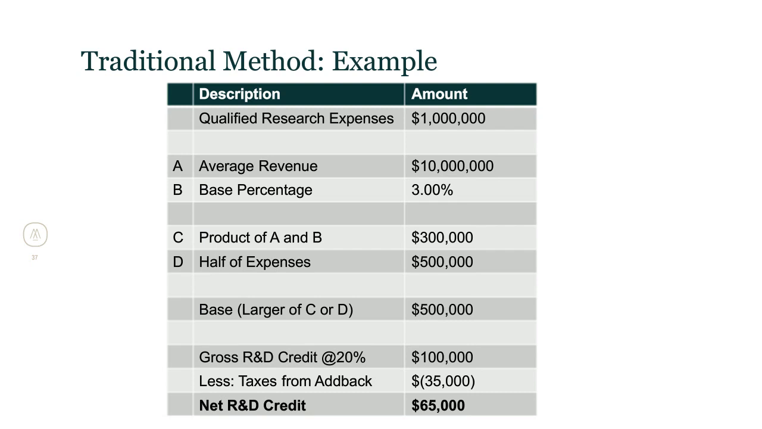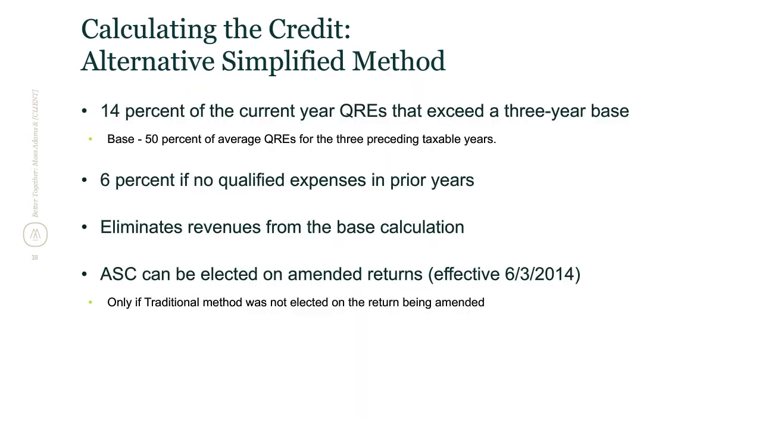All right, the second method that we look at for calculating the credit is the alternative simplified credit method. So this takes revenues out of the equation, and we don't have to go back to the beginning of time to establish a base. So the base here is going to be based on the prior 3 years of qualified research expenses.